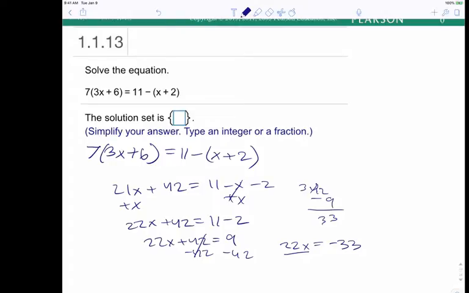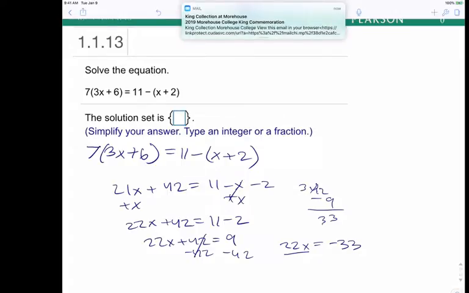Then she isolated her variables. So she brought the x's to the left, it looks like. And then she should bring her constants to the right. So then you add, x is 22. Eventually she got her 9. She should subtract her 42. If you subtract the 9, that would be negative 33. So she has 22x equals negative 33.